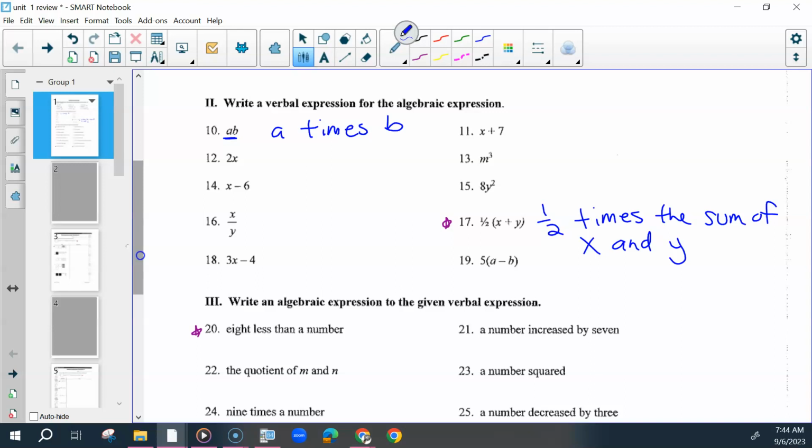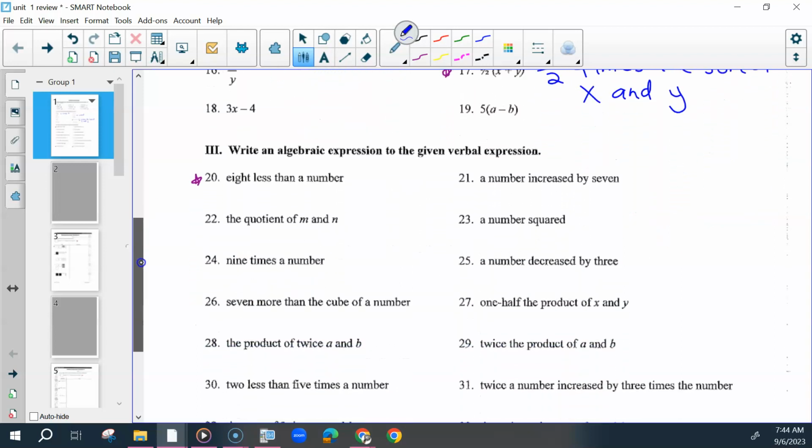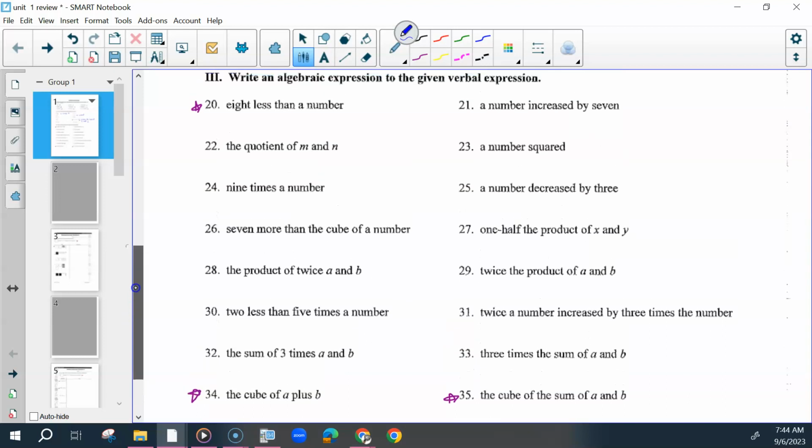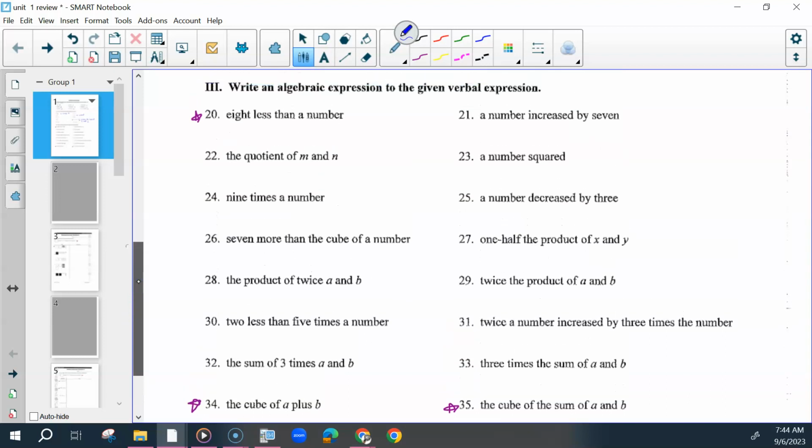Okay. Any others in that first section? 13. Okay. Only one thing is happening here. It's being cubed. So you could just say m to the power of 3, m cubed, either or. Any others? Now let's go on to the next section. 20 through 35. Any of those we want to see, go over, have questions about?